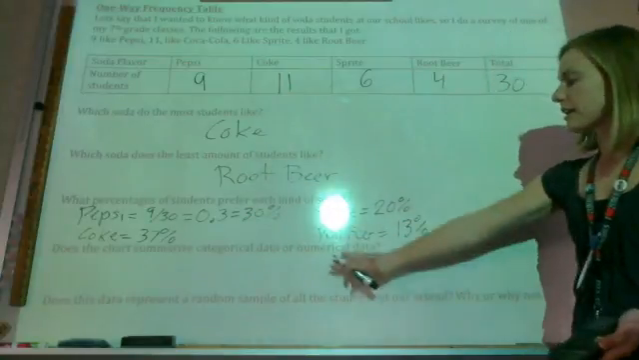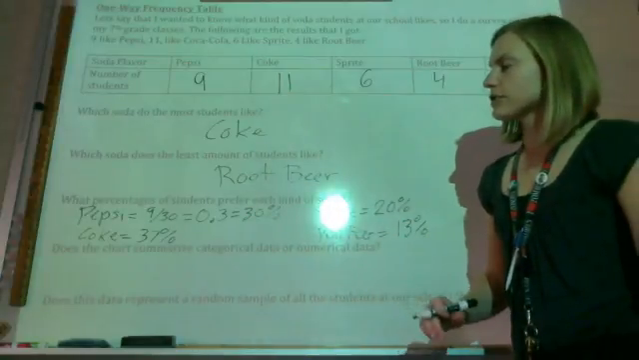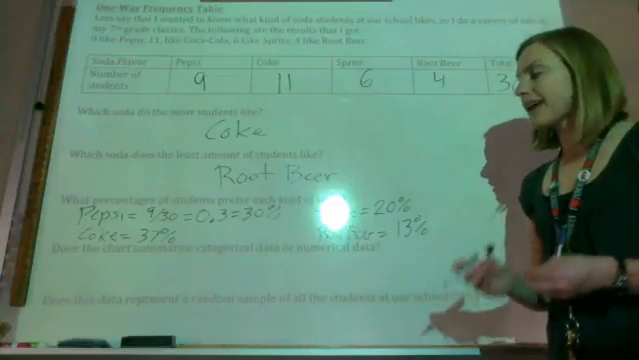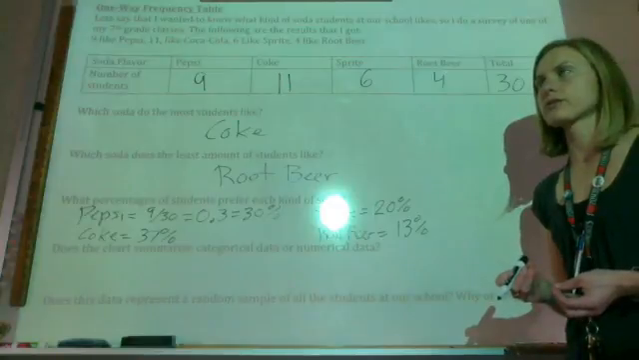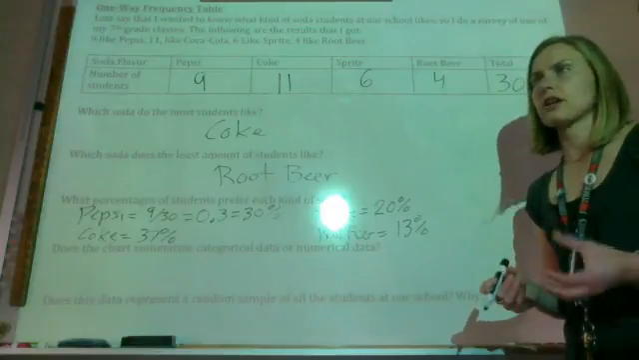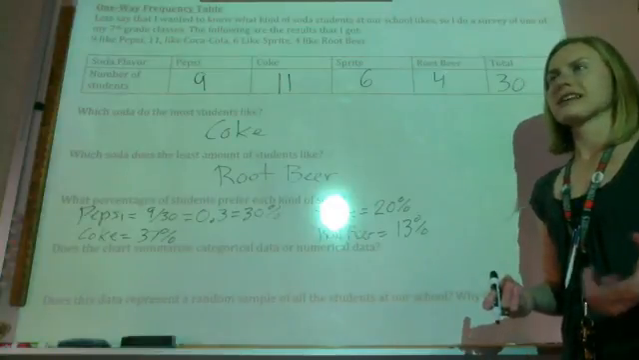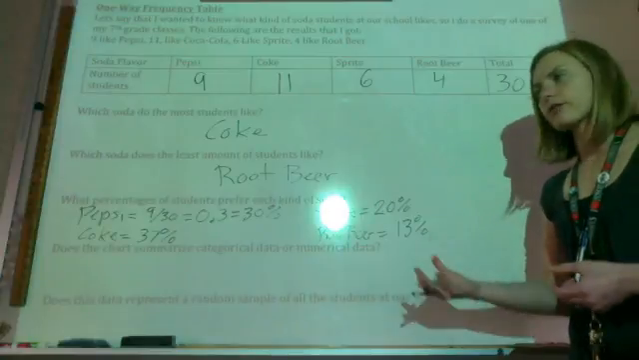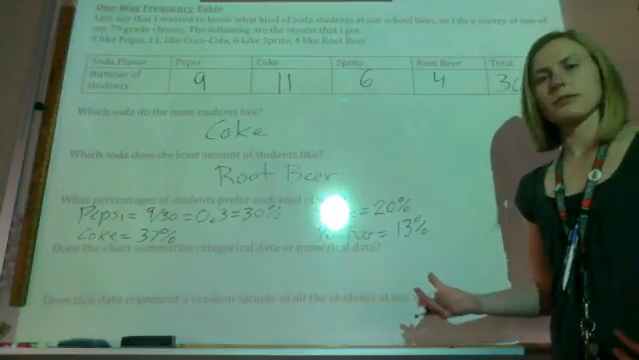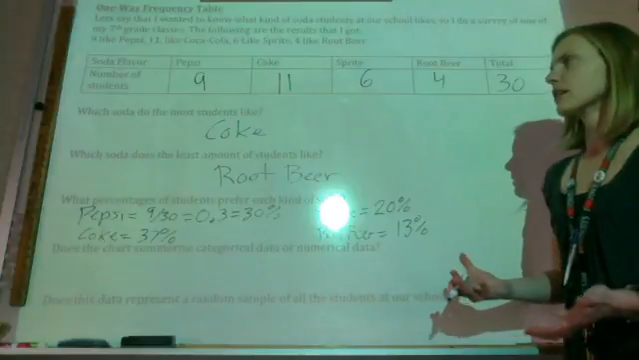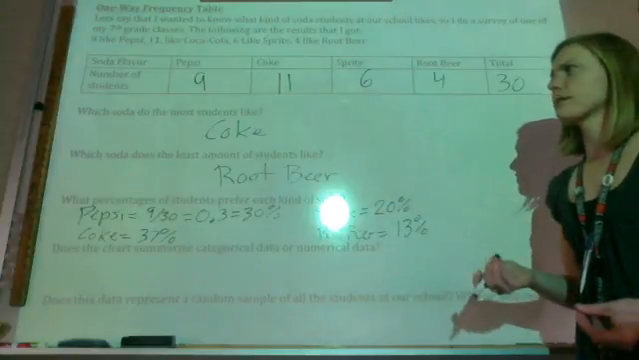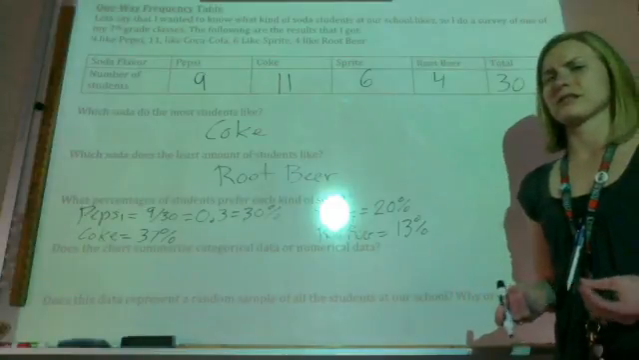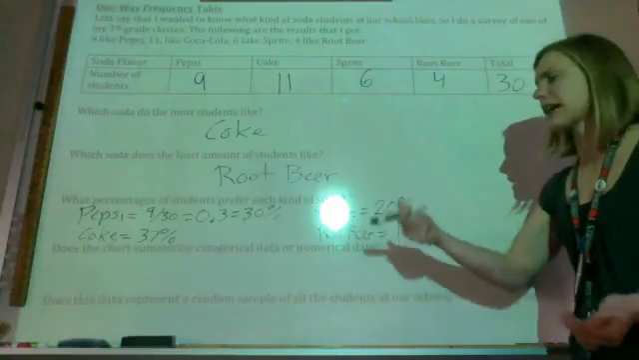Now let's look at the next one. This next question says, does the chart summarize categorical data or numerical data? It's been a while since we've talked about those. Well, categorical data is talking about categories, so things that can't be put in numbers. And numerical data, well, that of course is numbers. So are we talking about things, or are we talking about numbers? Well, the number of students sure is numbers, but the soda flavors aren't numbers. Those are categories. So this is categorical data.